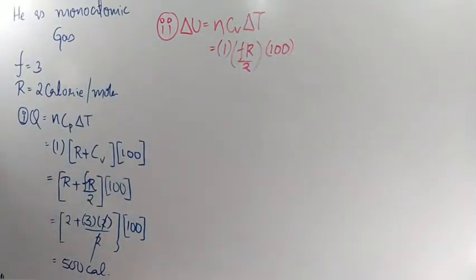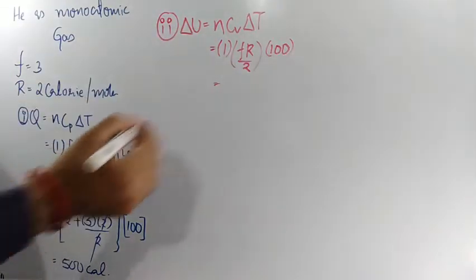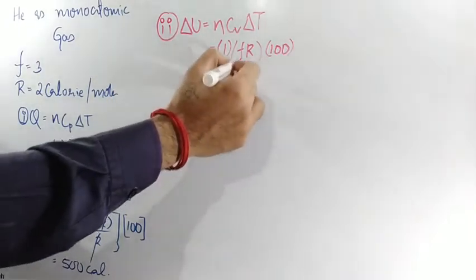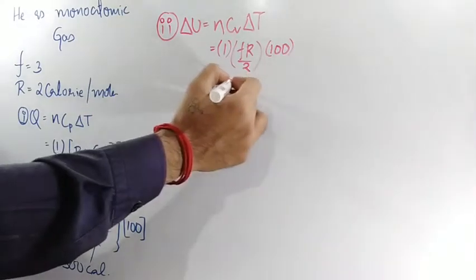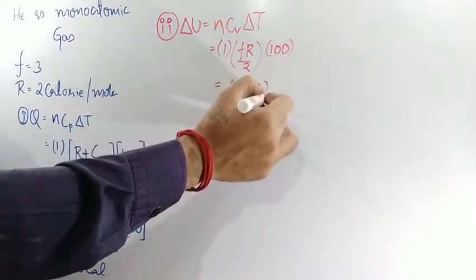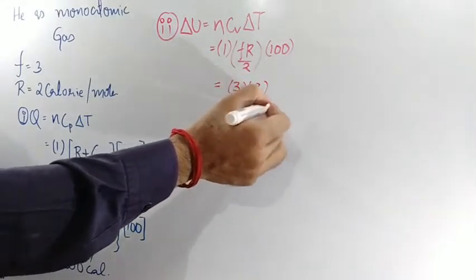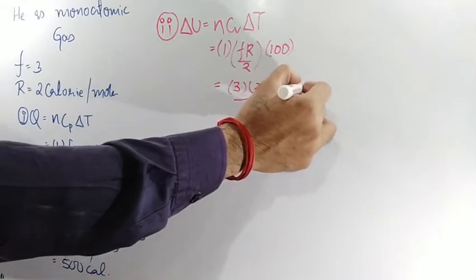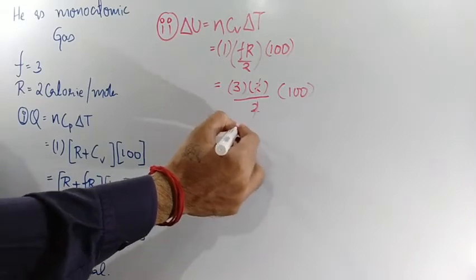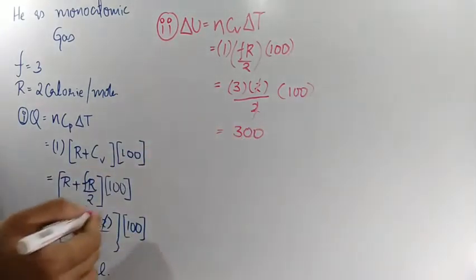Now substitute the values for F and R. F value is how much here? 3. R value given 2, divided by 2, into 100. So 2 will get cancelled. 3 into 100, 300. Clear? Delta U value 300 calorie.